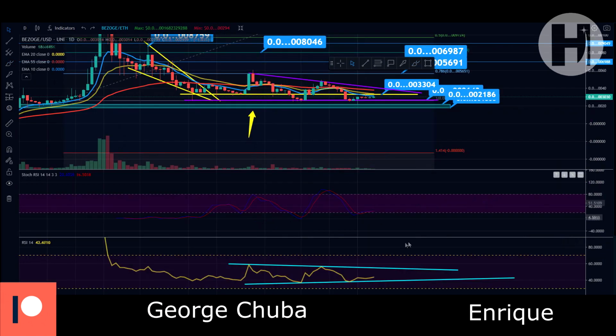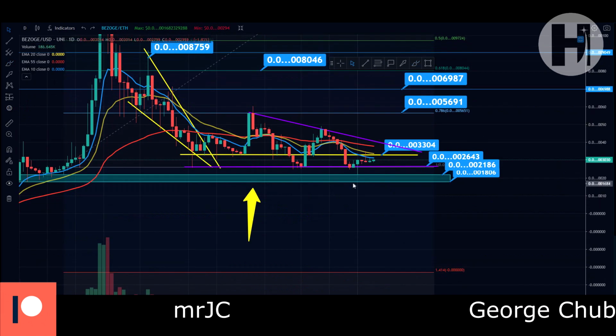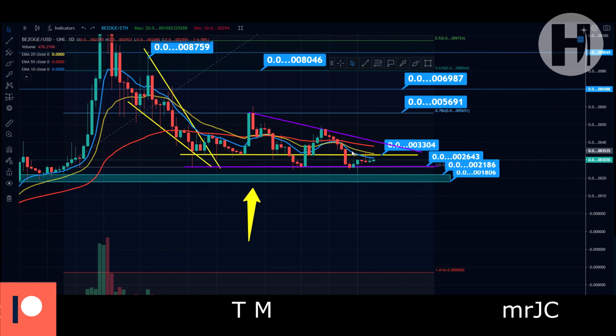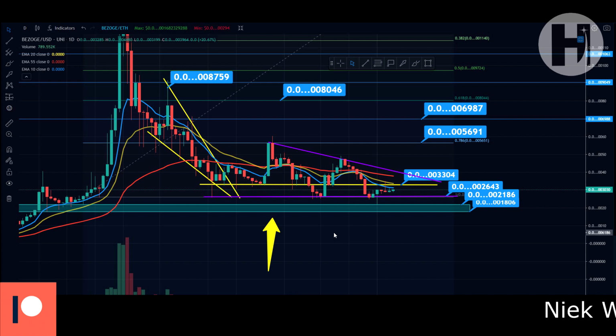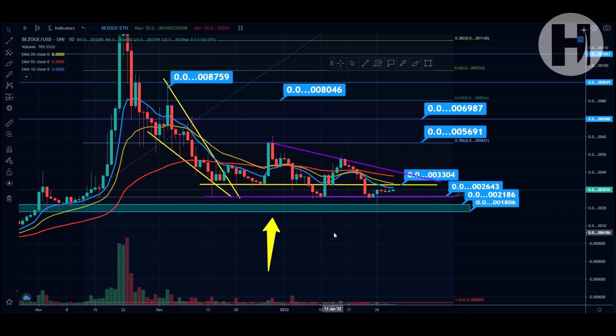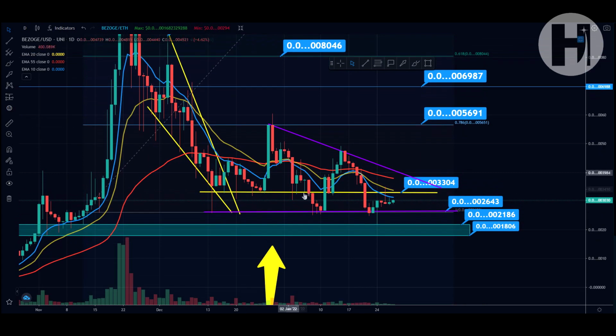Like I said, if you start dipping even lower, make sure to have some buy orders ready and set to go. That is pretty much it for the Bezoge token. If I missed out anything on the charts, please let me know down below in the comment section. Pay attention to everything I drew on the chart. Make sure to copy it to your own chart so you can follow it at any time. We have a descending triangle at play right now.